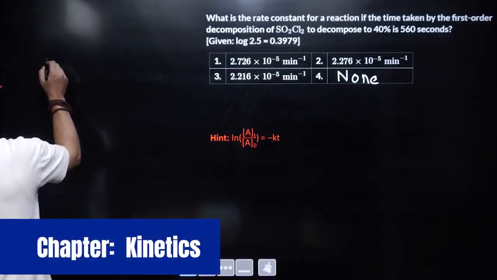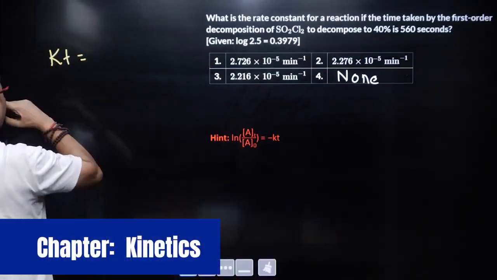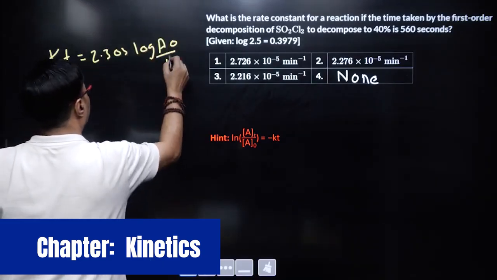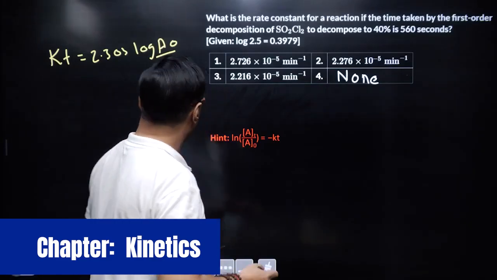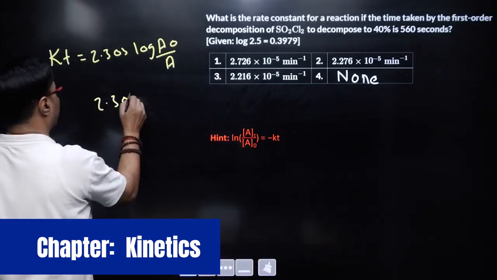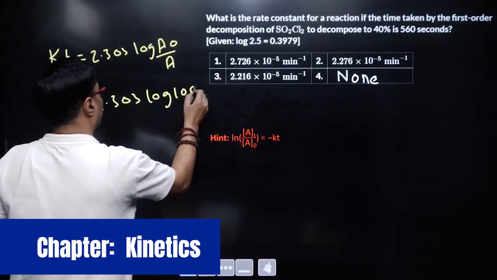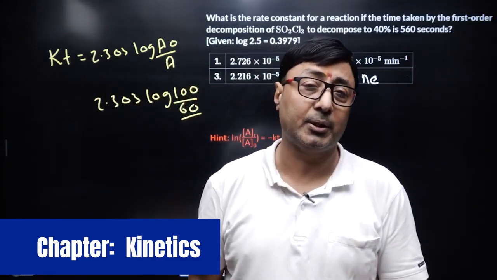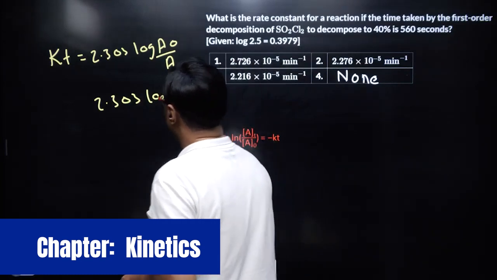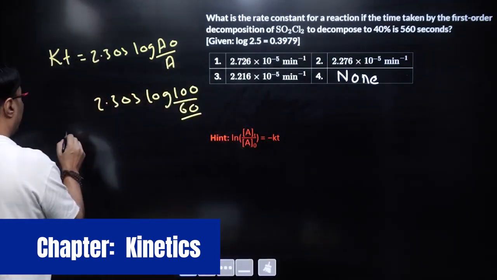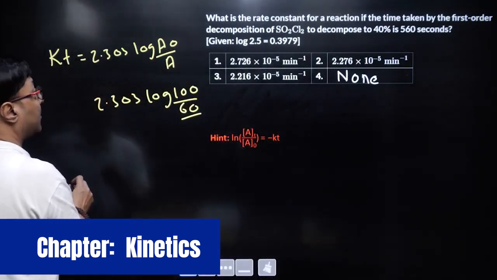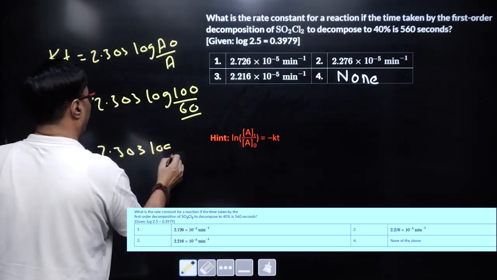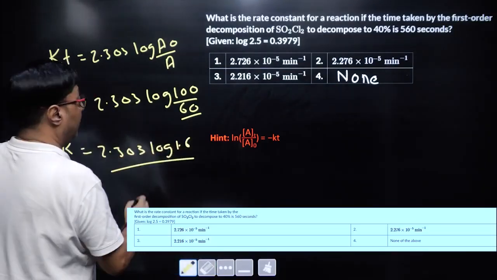For example, we know that for the first order reaction, it can be written as Kt is equal to 2.303 log A naught by A. And what is the A naught? A naught is 100. So it is 2.303 log 100. After loss of 40%, 60% is going to remain intact. So this is 1.6. We need to find the value of K. So K can be written as 2.303 log 1.6 divided by 560.